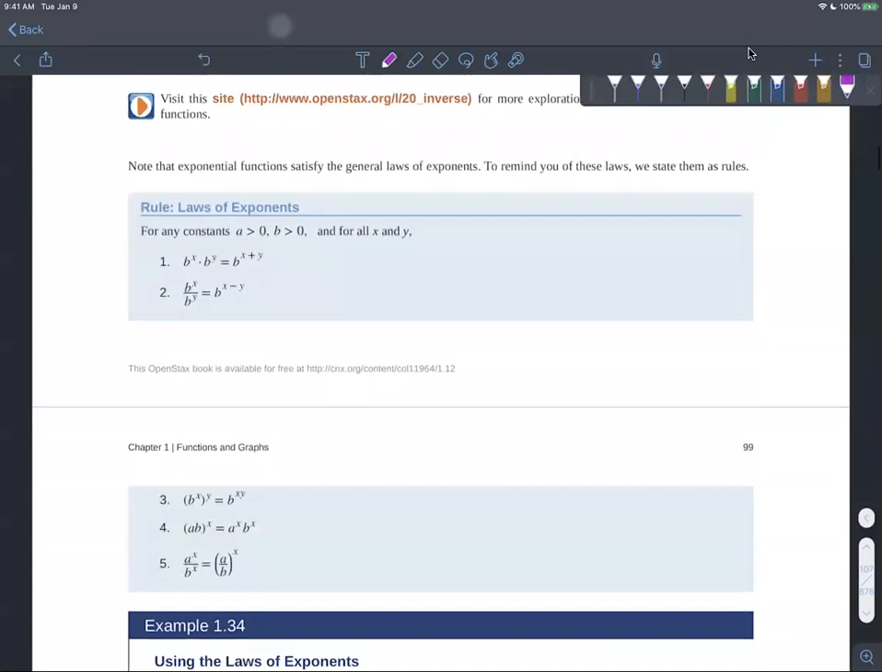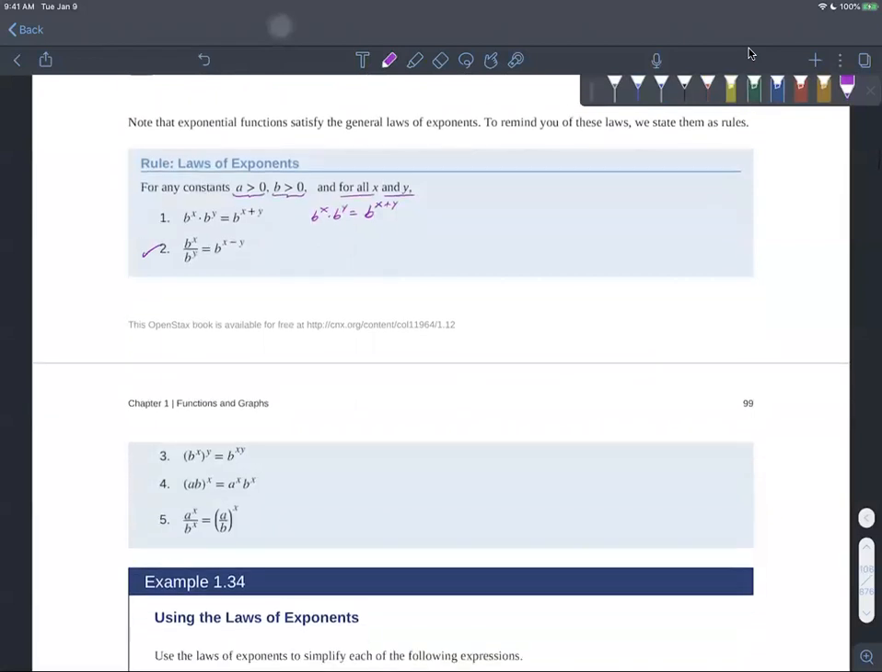Okay, so note that exponential functions satisfy the general laws of exponents. And to remind you of these laws, we state them as rules. Again, this is review. You've probably seen these before. For any constants a greater than 0 and b greater than 0, and all values x and y, whenever you multiply two exponentials, b to the x times b to the y, you can just add the exponents. This is b to the x plus y. Similarly, for division, b to the x divided by b to the y is b to the x minus y. You can subtract the exponents.